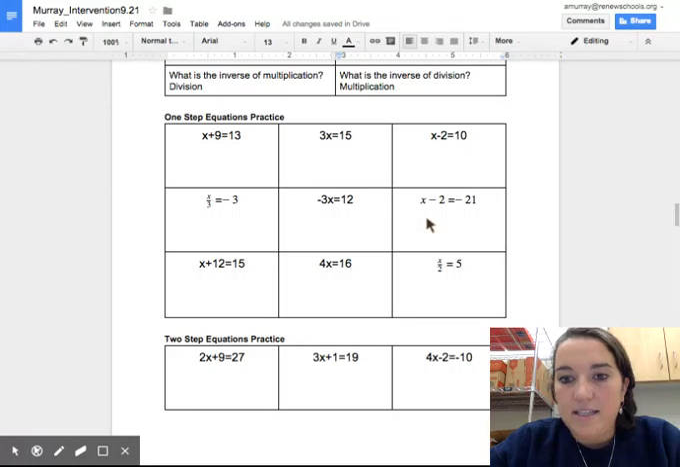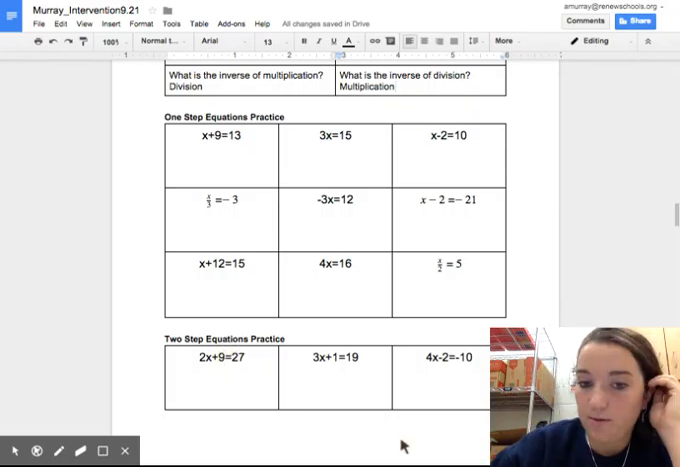Finish up the last 4 problems, 1, 2, 3, and 4, independently. Then we're going to go over 2 two-step equations.